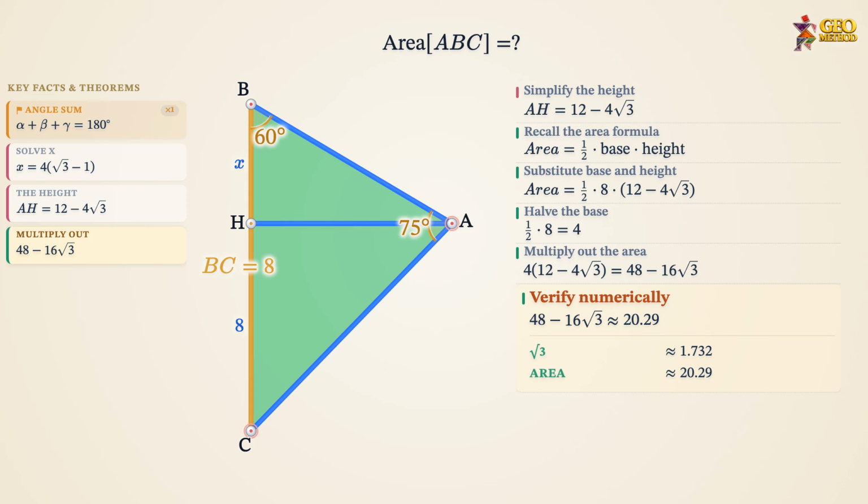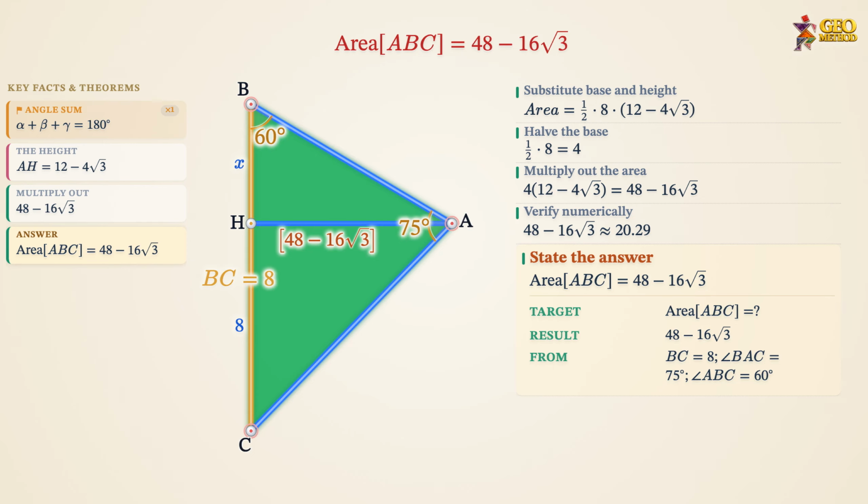As a sanity check, the square root of 3 is about 1.732. So the height is about 5.07 and the area is about 20.3. That is a believable size for a triangle standing on a base of 8. So the answer is 48 minus 16 square root of 3.